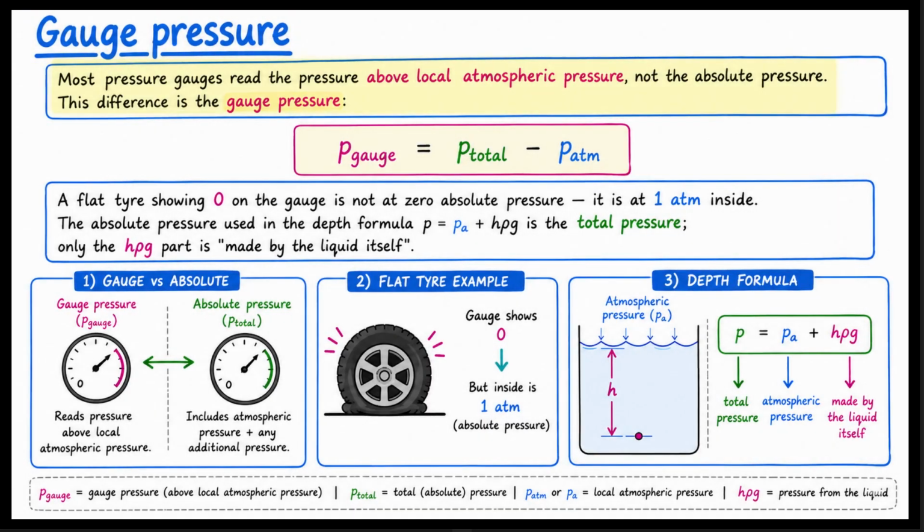Gauge pressure, what the instrument reads. Most gauges do not actually read absolute pressure. They read the pressure above local atmospheric pressure, and that excess is called the gauge pressure. In symbols, gauge pressure equals total pressure minus atmospheric pressure.